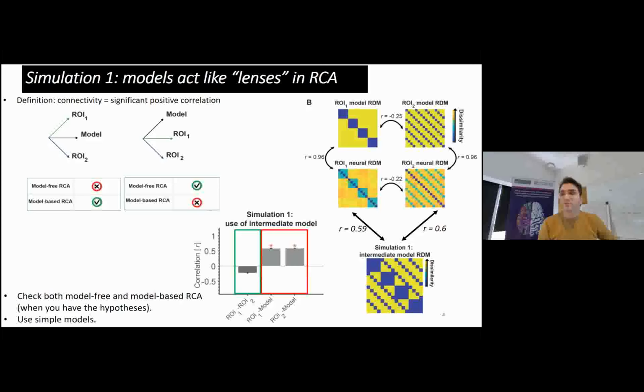And use simple models for which you are confident that your model doesn't have information which is not dominantly represented in the two regions, that is, information that you're not looking for.